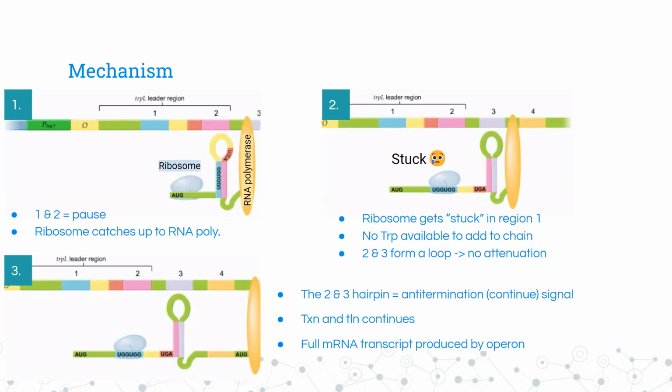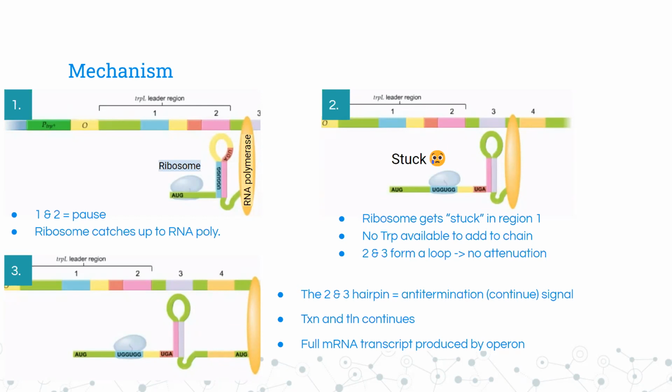There's no tryptophan. UGG codes for tryptophan. This ribosome's looking for a tryptophan tRNA. It cannot find it. This RNA polymerase doesn't care. It'll keep going, and this 3-4 hairpin or 2-3 hairpin forms. And that signals to the cell. What would that signal to the cell? It signals that the cell does not have tryptophan. This is a glaring signal to the cell that we need this tryptophan. Because this ribosome gets stuck, we need the tryptophan to be made.